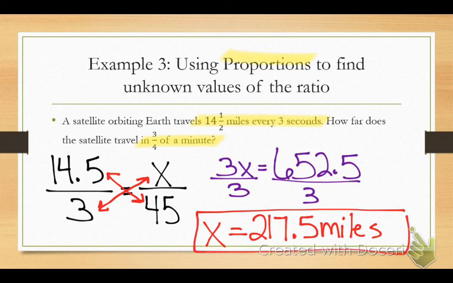So on your homework tonight, when you're setting up your proportion, make sure you're setting up the same quantities on top and the same quantities on the bottom to match them up. Do your cross products and solve. And please get your label right. I don't know how realistic this is, but in 45 seconds, it's saying that this satellite can travel 217 miles, which is approximately the distance from here to the other side of Tallahassee. So I don't know, maybe it does travel that fast.